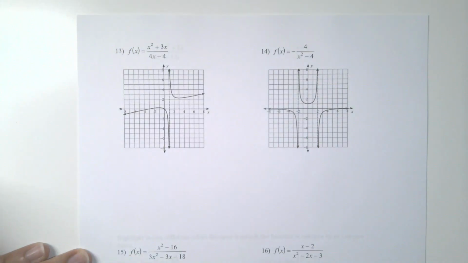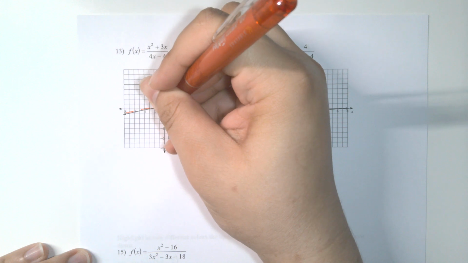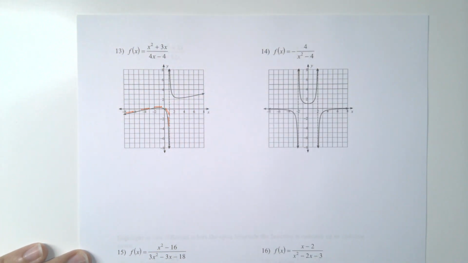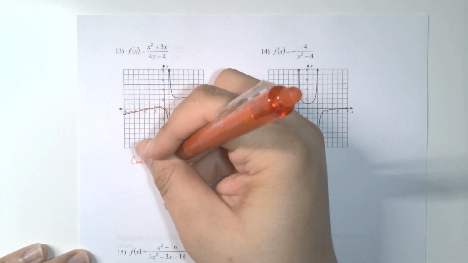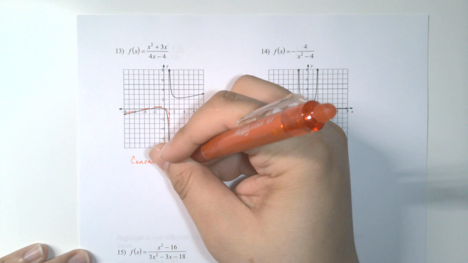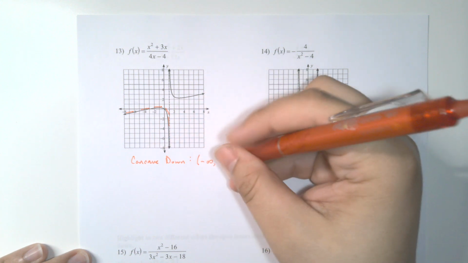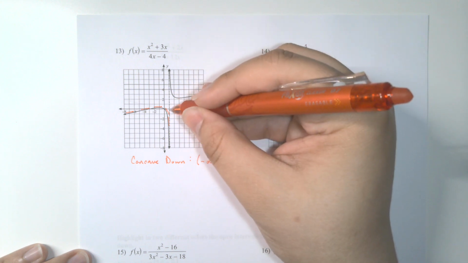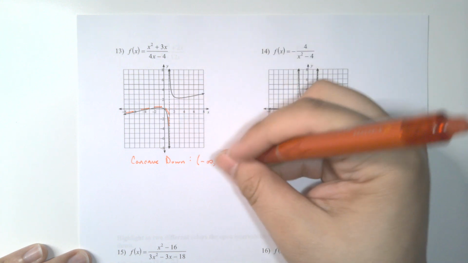So over here we have decreasing slopes. So concave down from negative infinity all the way to 1. So this x coordinate of 1 here.